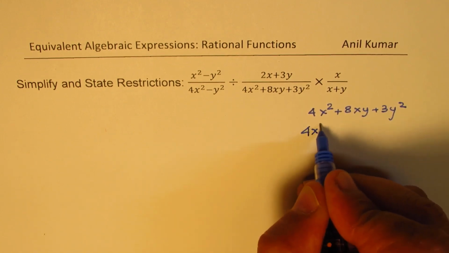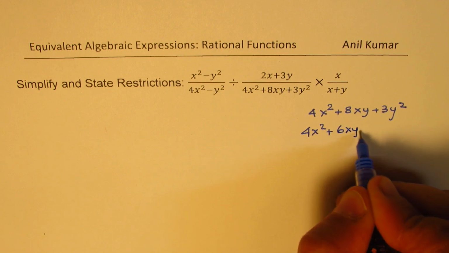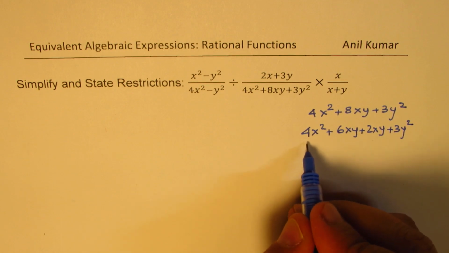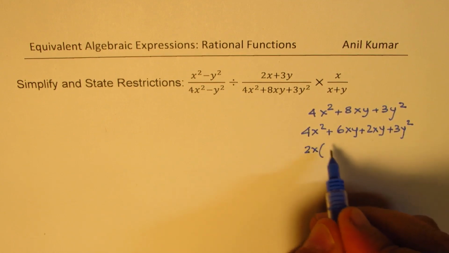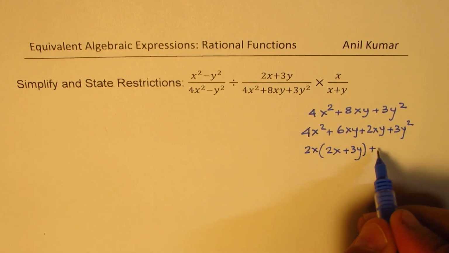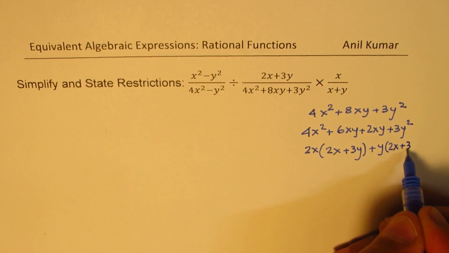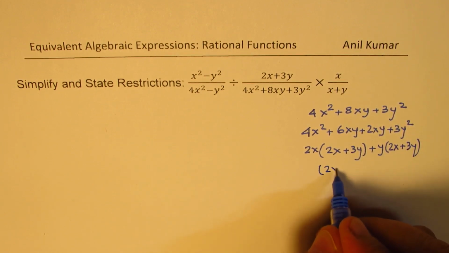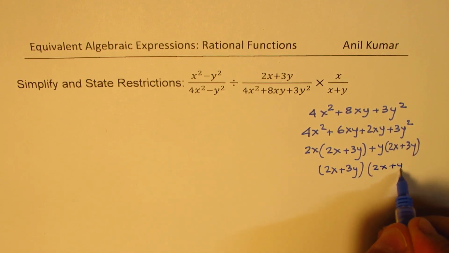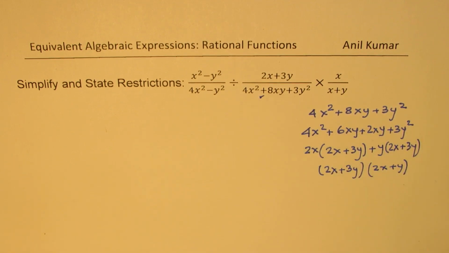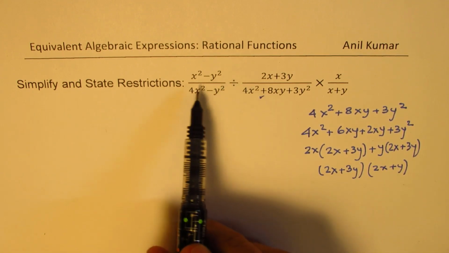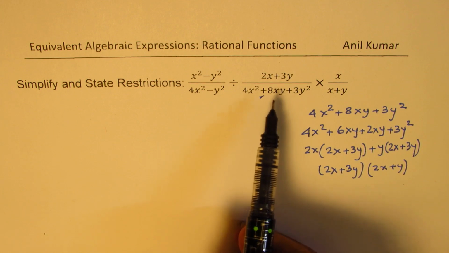So we could write this as 4x square plus 6xy plus 2xy plus 3y squared. Now group factors, so we have 2x common. So we have 2x times (2x plus 3y) plus here y is common, so we get y times (2x plus 3y). Now we could write this as 2x plus 3y as one factor and the other factor being 2x plus y. So that is how you're going to factor this denominator. Others are relatively straightforward. So let us now write this rational function in factored form.